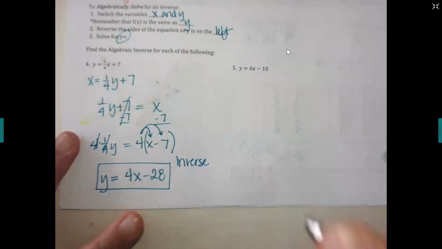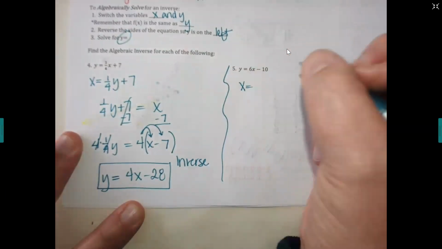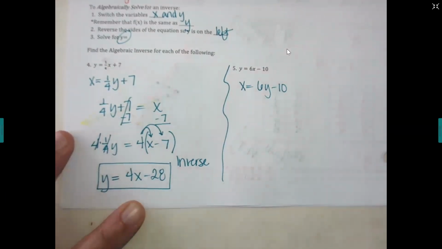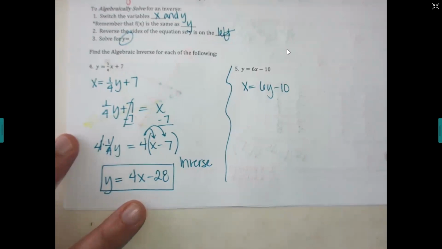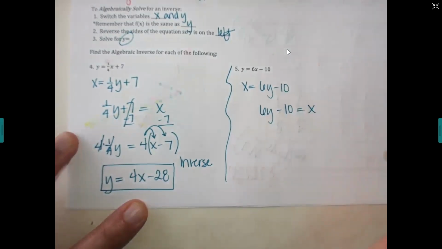Take a look at number 5 right next to it. Step number 1, you're gonna switch the x and the y in the equation. So instead of y equals, it's gonna turn into an x equals. Instead of a 6x minus 10, it's a 6y minus 10. Then, because I don't like my equals x on the left, I'm gonna move it over to the right. So it'll be equals x over here.